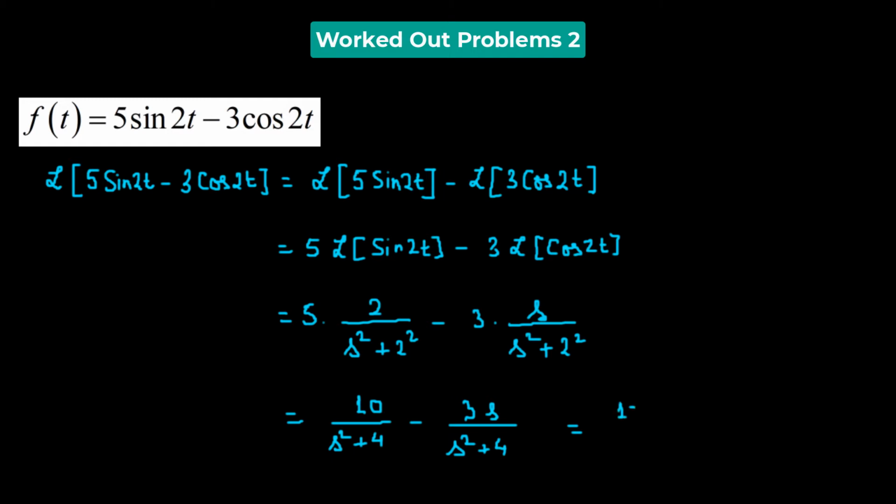So we have (10 minus 3s) divided by (s squared plus 4), and of course the value of s must be greater than 0. So this is the Laplace transform of the given function. Now let us do another problem.